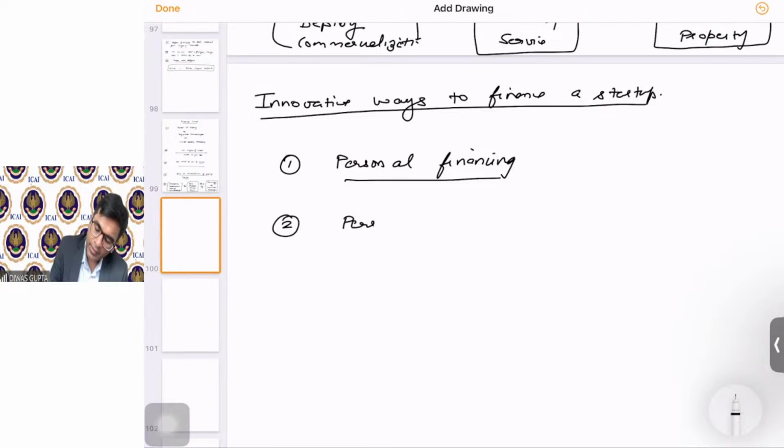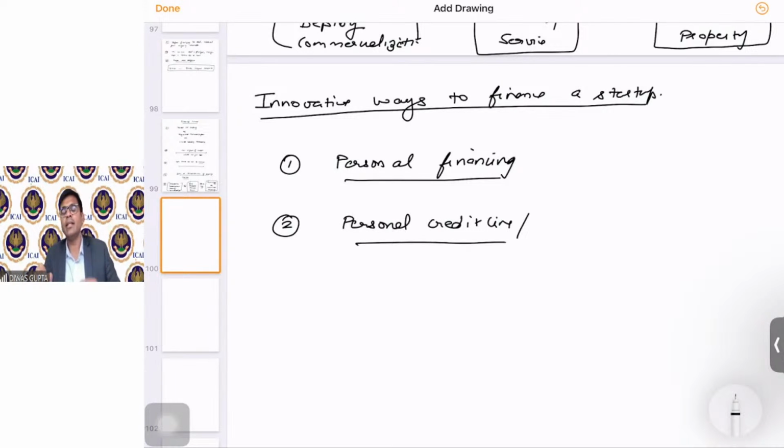Second is personal credit line, correct? By personal credit line, we mean that if banks or NBFCs have given you some personal credit lines which we can use for personal purposes, then even founders use those personal credit lines for the purposes of the business, right? Now, whether it is right or wrong, let's not go into that, but it's a means of financing their startups using the personal credit line.